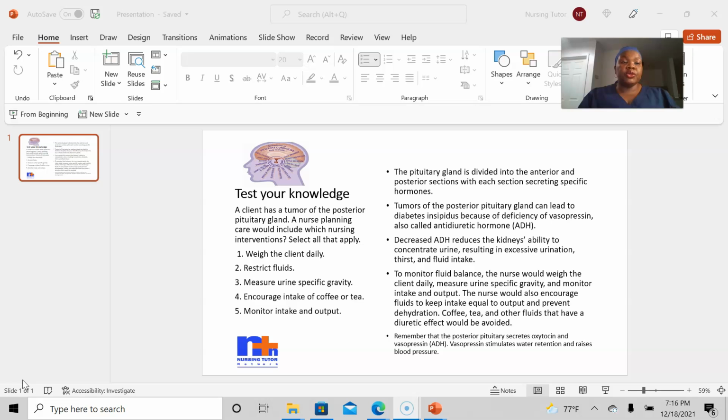So the answers for this question about the posterior pituitary gland tumor and the nursing interventions: number 1 would be an answer, weigh the client daily. Number 3, measure urine specific gravity. Number 5, monitor intake and output.